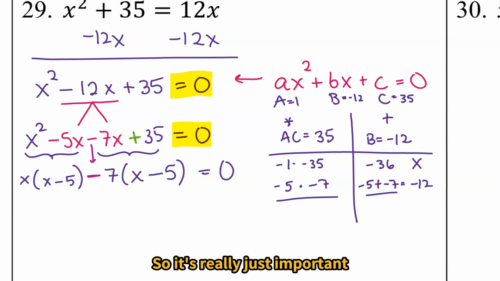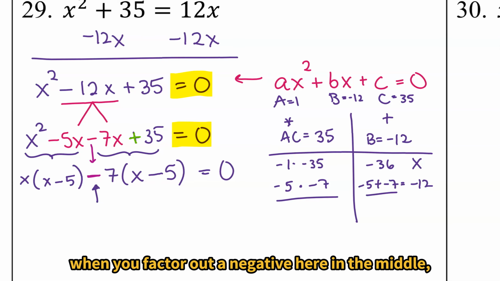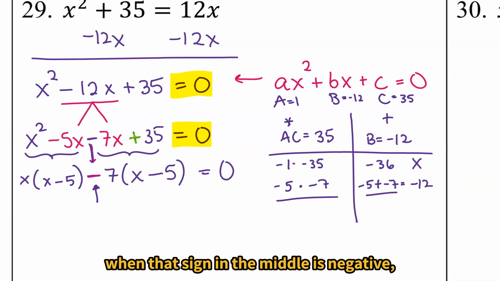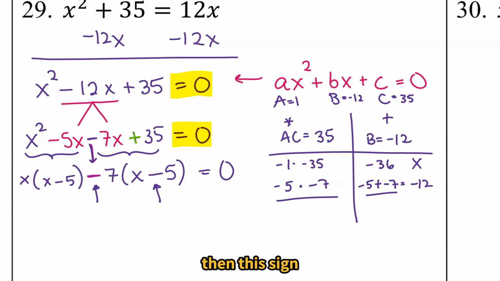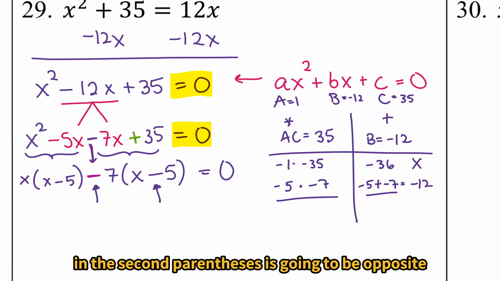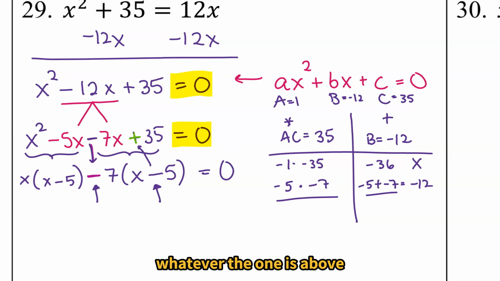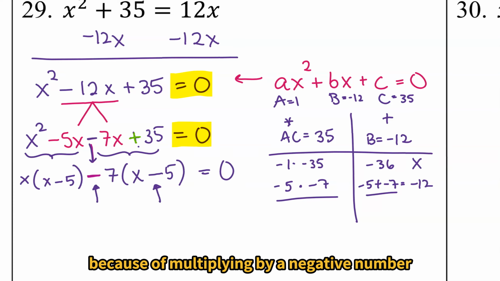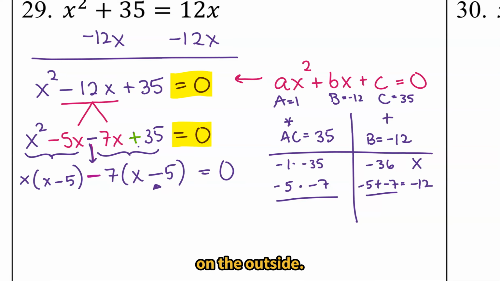So it's really just important when you factor out a negative here in the middle, when that sign in the middle is negative, then this sign in the second parentheses is going to be opposite whatever the one is above when we factor it out because of multiplying by a negative number on the outside. It takes some practice, so keep practicing with it.